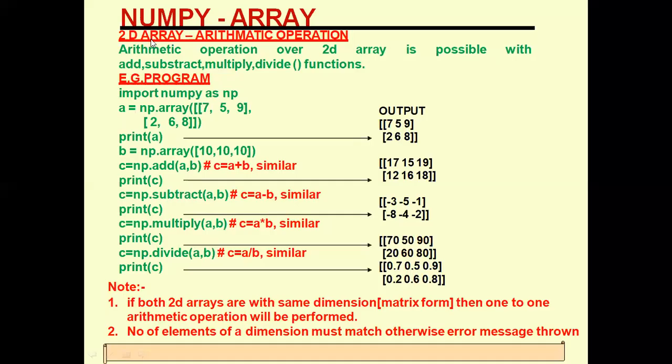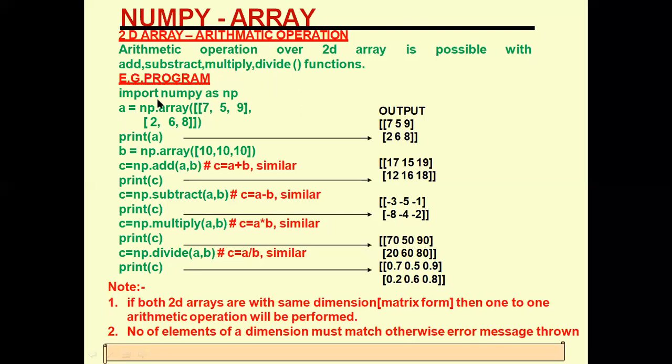So here you can do 2D arithmetic operations. Arithmetic operations over a 2D array are possible with the add, subtract, multiply, and divide functions. You can use addition, subtraction, multiplication and division functions here.